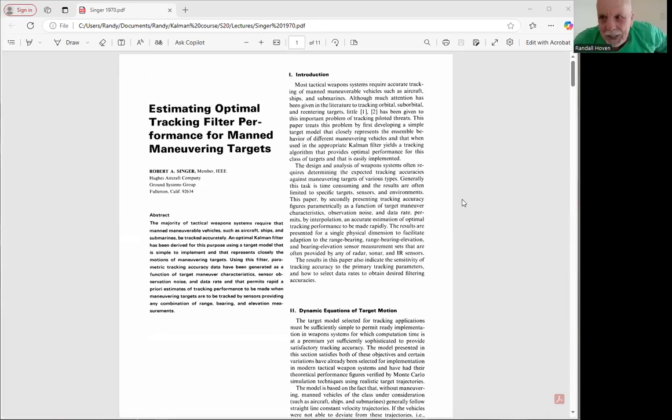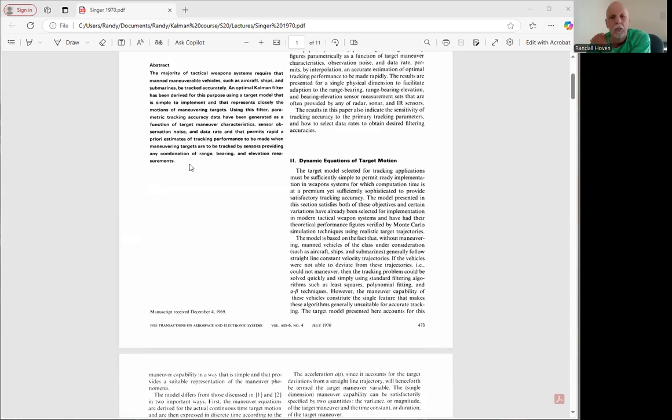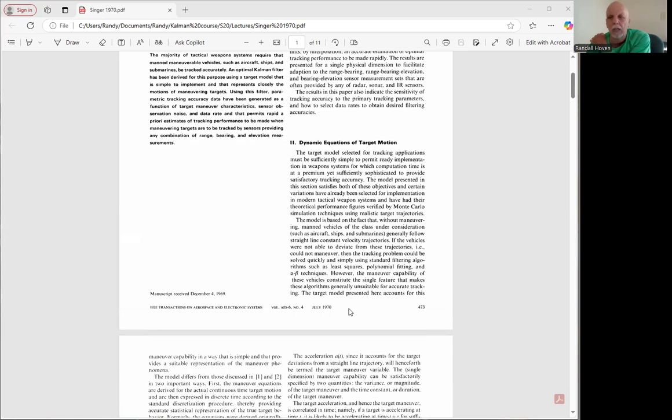I said I was done with the Kalman filter. I lied. I'd like to go over this paper. The purpose of the paper was to see how well we could track maneuvering targets, other airplanes. This was a paper that came out in 1970, in IEEE Transactions on Aerospace and Electronic Systems, which is a fairly impressive journal.